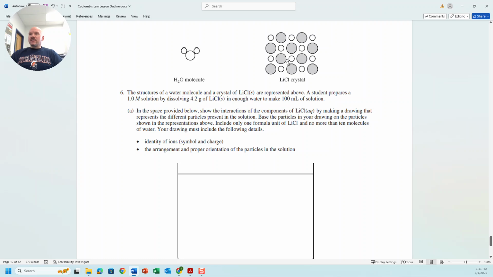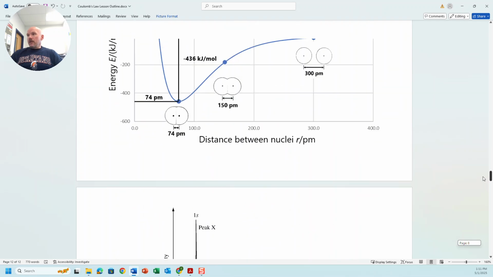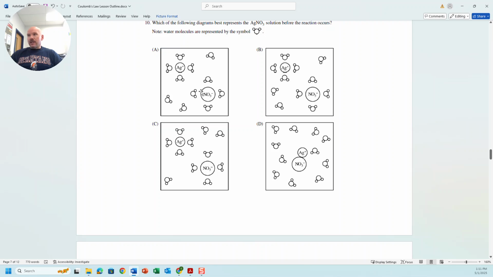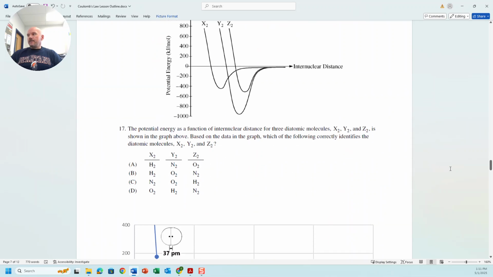So notice this one just says draw one formula unit of this dissolved, so you'd have to draw one chloride and one lithium, but they would have to be separated, so you'd have a big sphere here, small sphere over here, and then you would draw a couple water molecules, but drawing them around in the correct orientation. So you would want to draw something that looks like this, right? Where the smaller one was the lithium ion and the bigger one was the chloride ion, and then chloride is negative, just like nitrate, so water would face it like this, and silver would face it like that, okay?